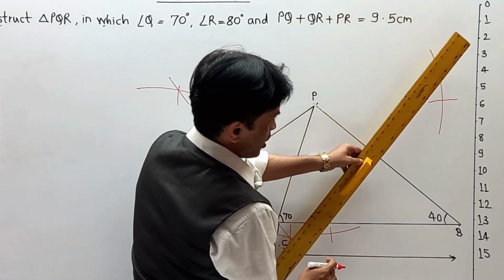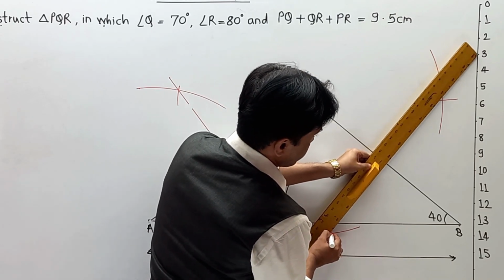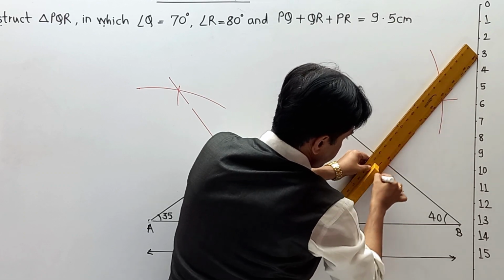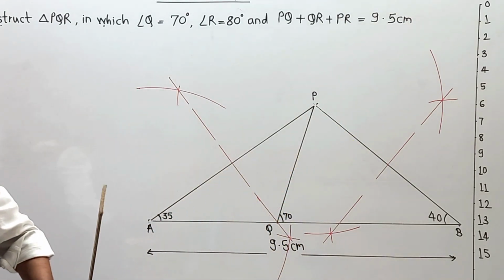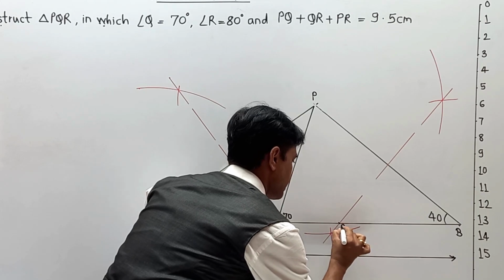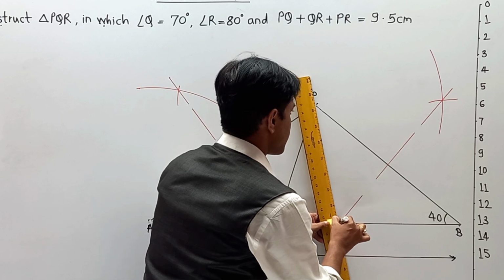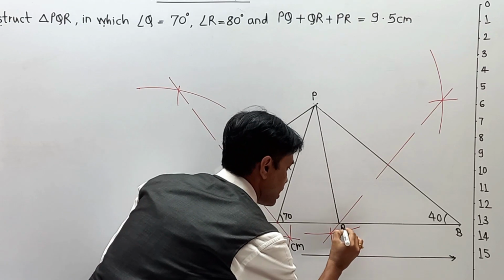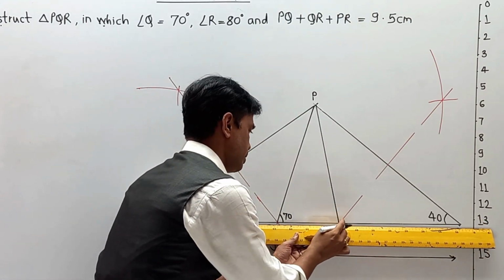Now we are going to draw the perpendicular bisector for PB. Automatically we get another point of contact, and that point is point R. Now join P with R. And in this way we get the complete triangle PQR.